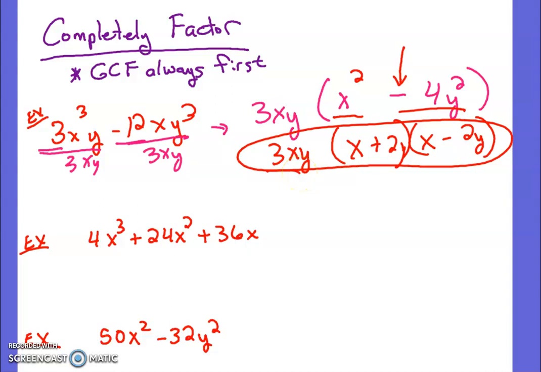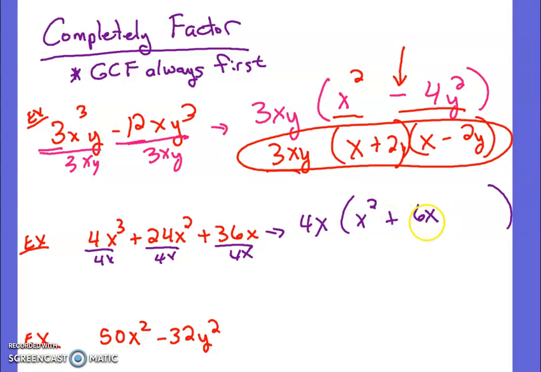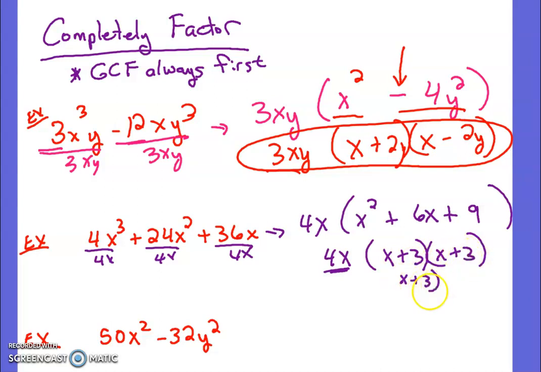So let's look at the next one. Look first for the GCF. What's common between all of that is a 4x. And then when you factor that out of all of them, divide this by 4x, divide this by 4x, divide this by 4x. What remains is x squared plus 6x plus 9. And this can be factored. Again, always write your GCF, then x plus 3, x plus 3. Or you can write it this way as well.